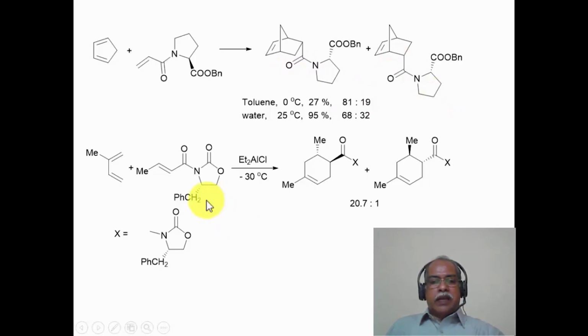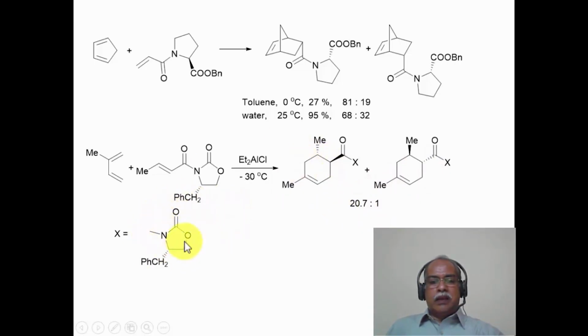And when the reaction is catalyzed by diethyl aluminum chloride, which is a Lewis acid, the aluminum can coordinate or chelate to this particular derivative. This is a chiral derivative. So when aluminum coordinates to this, it catalyzes the reaction because of the Lewis acid catalysis, which enhances the electrophilicity of the dienophile, for example. Under these conditions, the exo-endo ratio of the isomer is 20:1. Almost exclusively the endo isomer is formed during the course of the reaction.